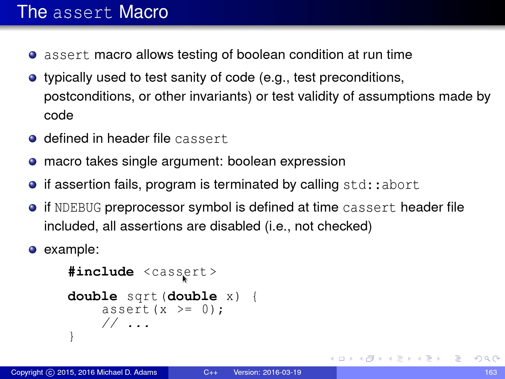here I've included the cassert header file, because in order to use the macro, you need to include this header file. And I have this function called square root, which is just intended to compute the square root of a real number. The number is represented by a double, so we're passing in a parameter x for which we want to compute the square root.